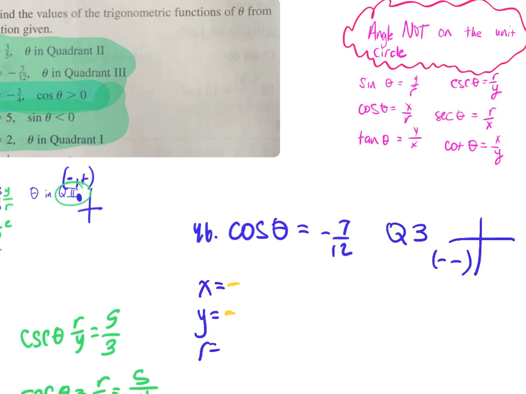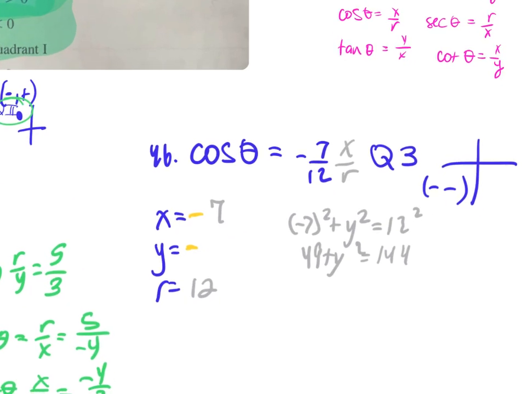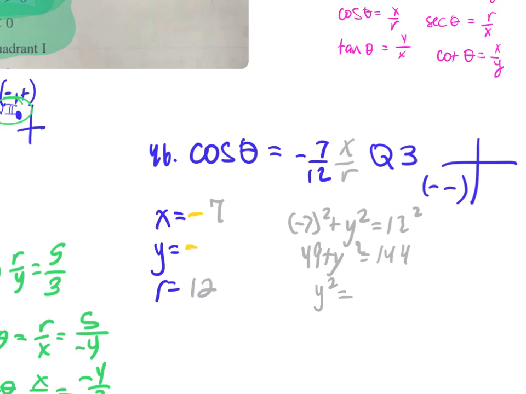I can also look at this and say, well, cosine is X over R. I know that that negative sign goes with the 7 because R is always positive. So I can just simply say negative 7 squared plus Y squared equals 12 squared. 49 plus Y squared equals 144. So Y squared equals 95. So square root both sides, and Y equals root 95. Just leave it like that. Don't worry about breaking it down. I know it's going to be negative root 95.